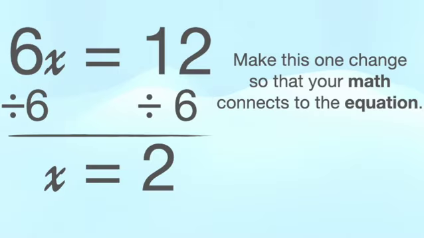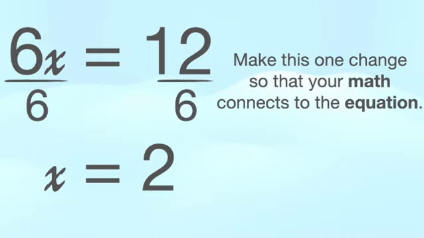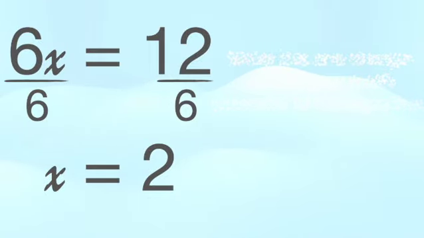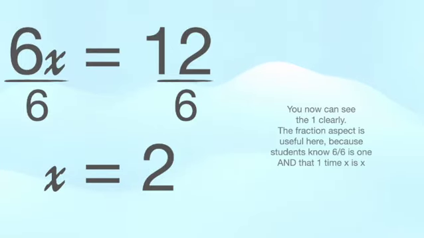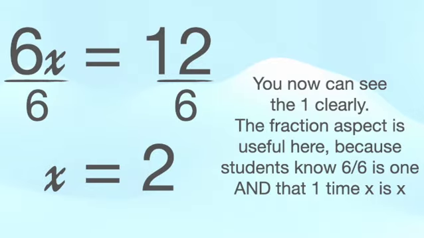So I encourage you to make this one change in teaching how you solve multiplication equations, so that the math you're doing actually connects to the identity, the multiplicative identity. And it looks like this. You just put a fraction bar instead of all the other writing. When you write it like this, you can clearly see the fraction aspect and why the 6's cancel out, because 6 divided by 6 is 1, and 1 times x is x.